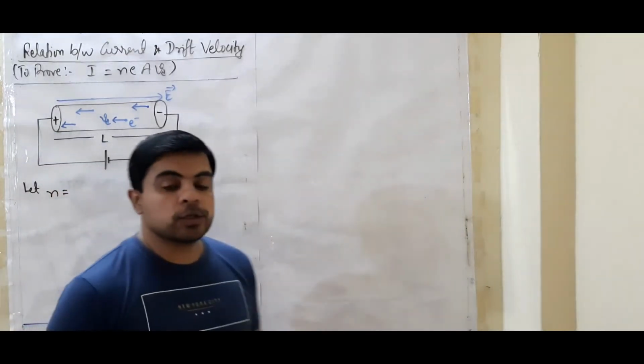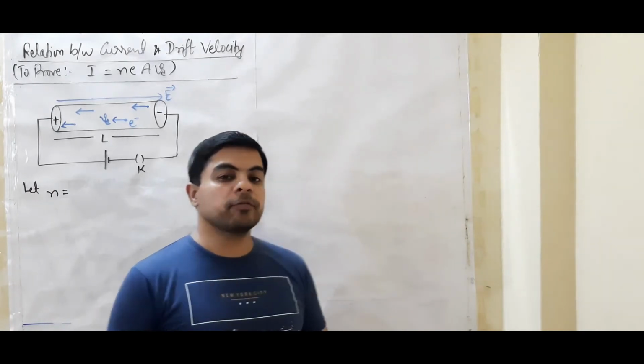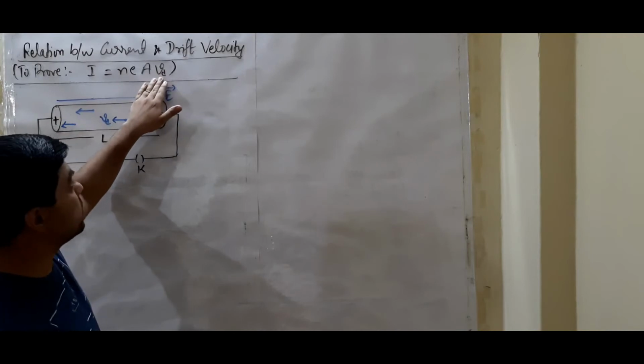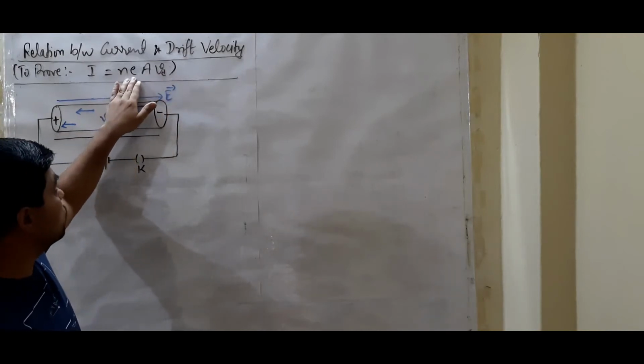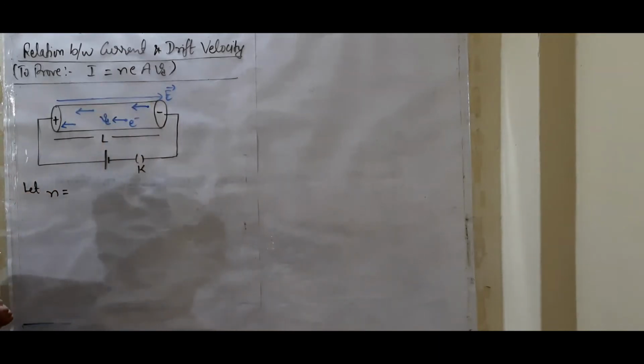So our next topic is to find the relation between current and drift velocity. For that we have to prove the factor I is equal to nAeVd, where Vd is drift velocity, A is the cross section area, e is the charge of electron, and this n is a very important factor, and what it is we will discuss here.